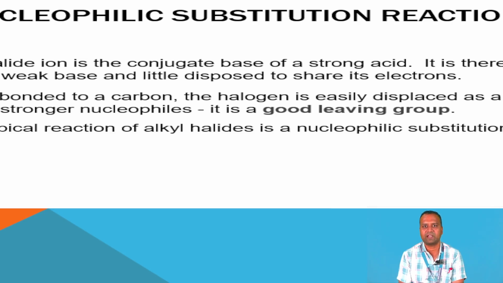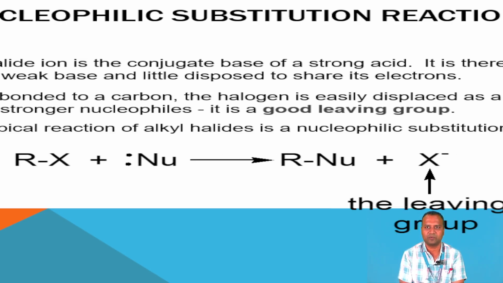So, the typical reaction of the alkyl halide is a nucleophilic substitution reaction. We can take any type of alkyl halide. Here RX is the alkyl halide, Nu is the nucleophile. When the nucleophile reacts with the alkyl halide, we get substitution, with RNu as the final product, and the halogen, which acts as a leaving group, is eliminated from the reaction.